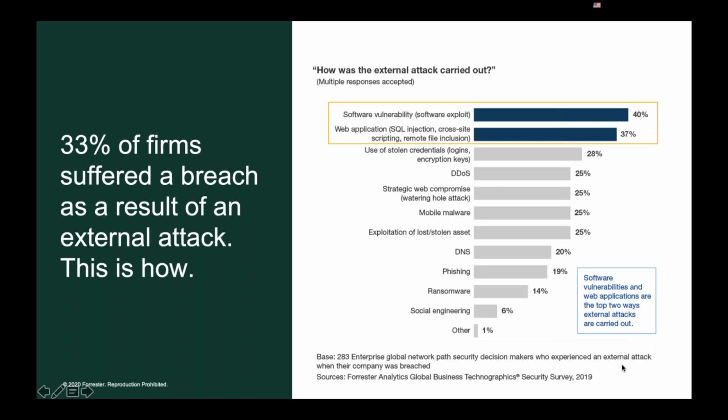You can see here from the stats we have that 40% of respondents said it was due to a software vulnerability. 37% of respondents said it was due to a web application issue, such as SQL injection or cross-site scripting. And those top two have been pretty consistent in Forrester's research over the last couple of years. Sometimes they've been flipped, sometimes it's been web application first and software vulnerability second, but those have consistently been the top two. And it's really telling just how much of a gap there is between number 2 and number 3. Applications are still the most common attack vector, and that's how external attacks are being carried out.